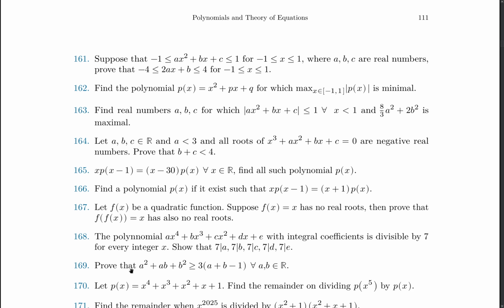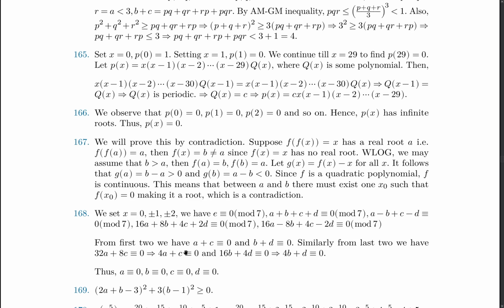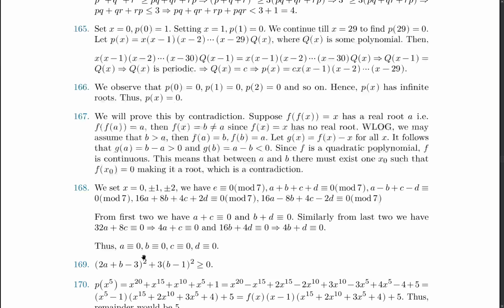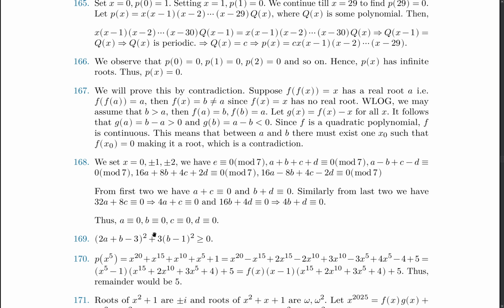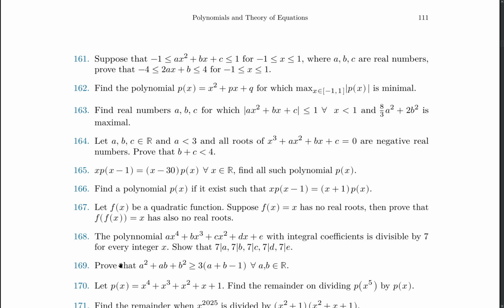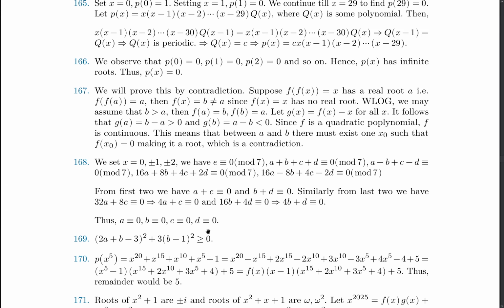Now we come to the last two problems. Question 169 says: prove that a square plus ab plus b square is greater than or equal to 3 into a plus b minus 1, where a, b are in the set of real numbers. So it's a one line answer. You just multiply the entire thing by 4, and then bring everything to the left side and rearrange. You will see this expression, which will be greater than or equal to 0 because it's a sum of two squares.